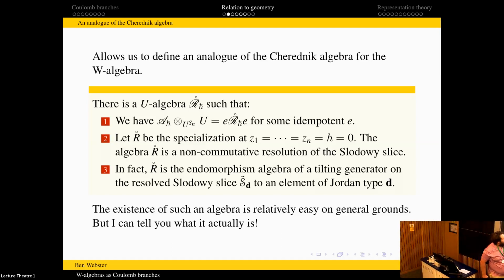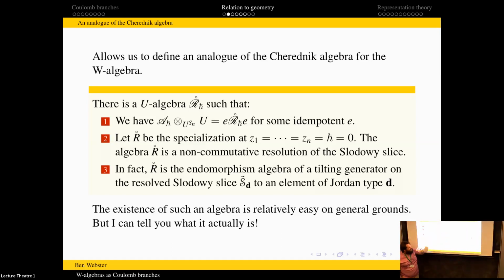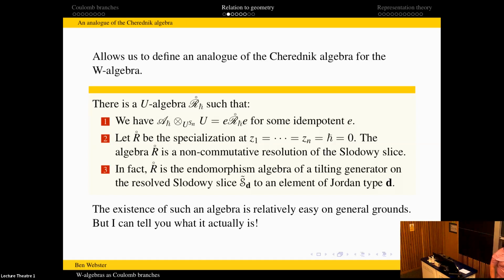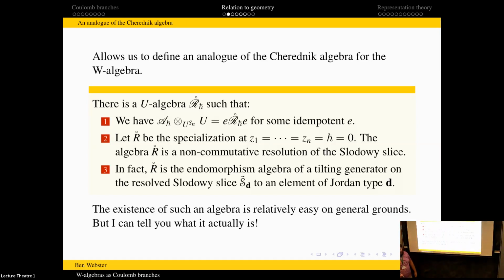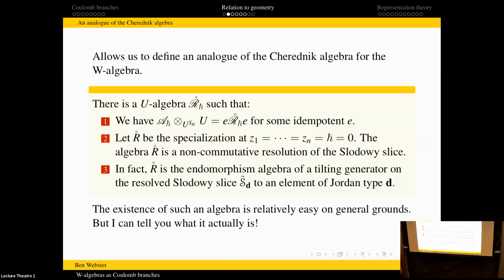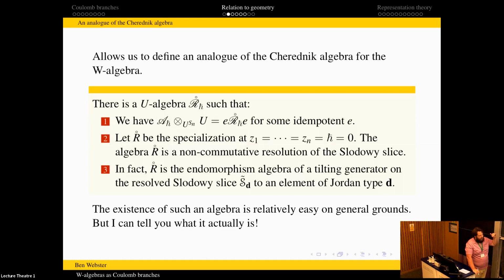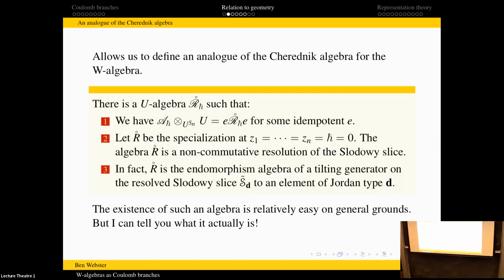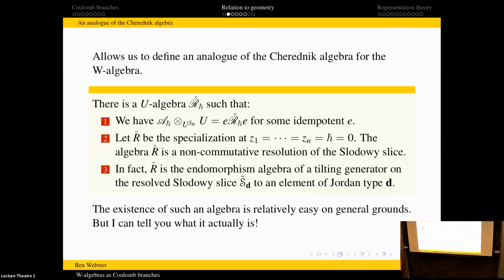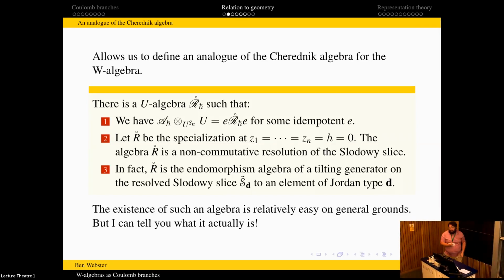So, yeah, the W algebra sits inside here as a corner algebra for some idempotent. When I specialize all my parameters to 0, I get a non-commutative resolution of the Slodowy slice. And in fact, this guy shows up as the endomorphism algebra of a tilting generator on the resolved Slodowy slice. So Ivan in his talk talked about this sort of special vector bundle living on T star G mod B. Well, in fact, any conic symplectic resolution has such a special vector bundle called a tilting generator.